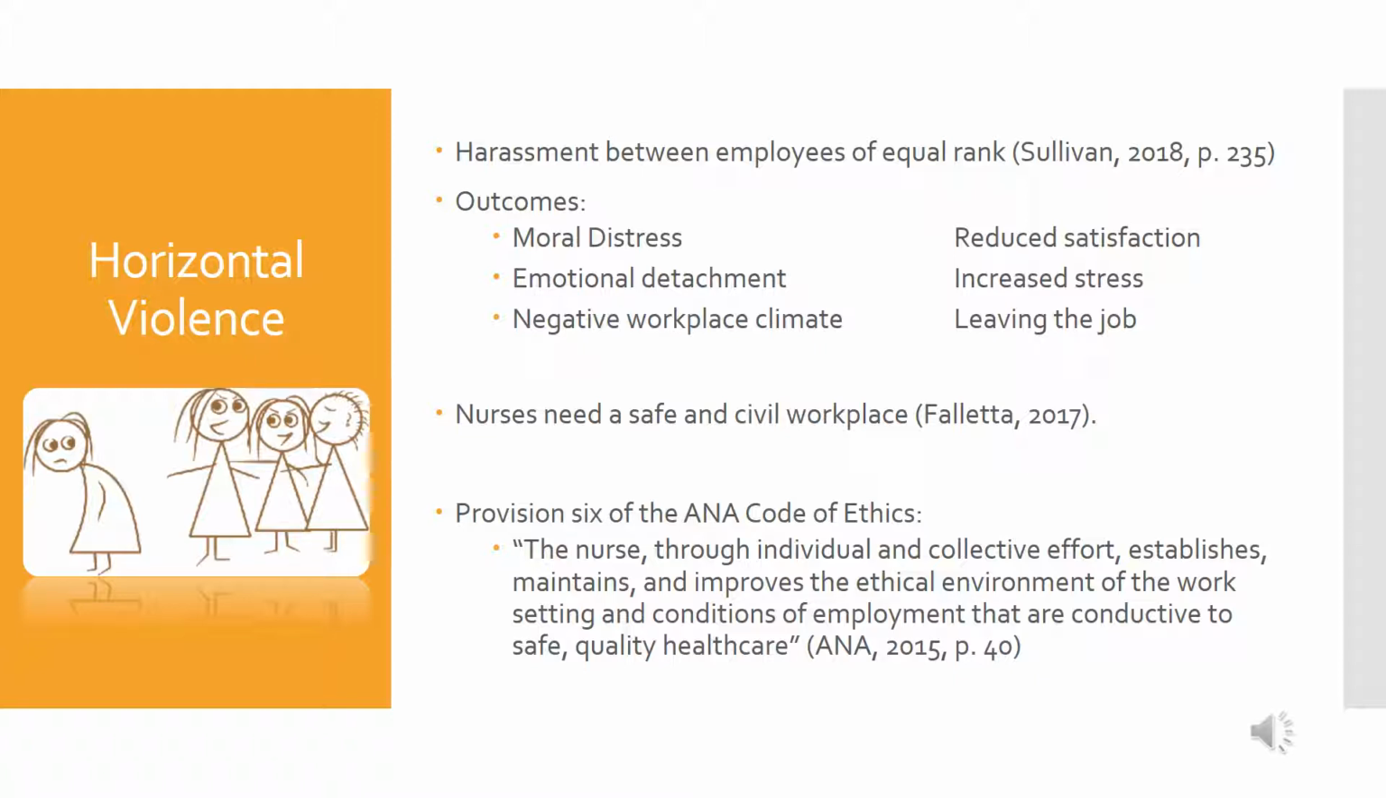Outcomes of horizontal violence include moral distress of the new nurse, emotional detachment from the workplace, a negative workplace climate, reduced satisfaction of the staff, increased stress levels, and ultimately the employee leaving the job. Nurses need a safe and civil workplace that encourages and supports them to practice to the full extent of their license.